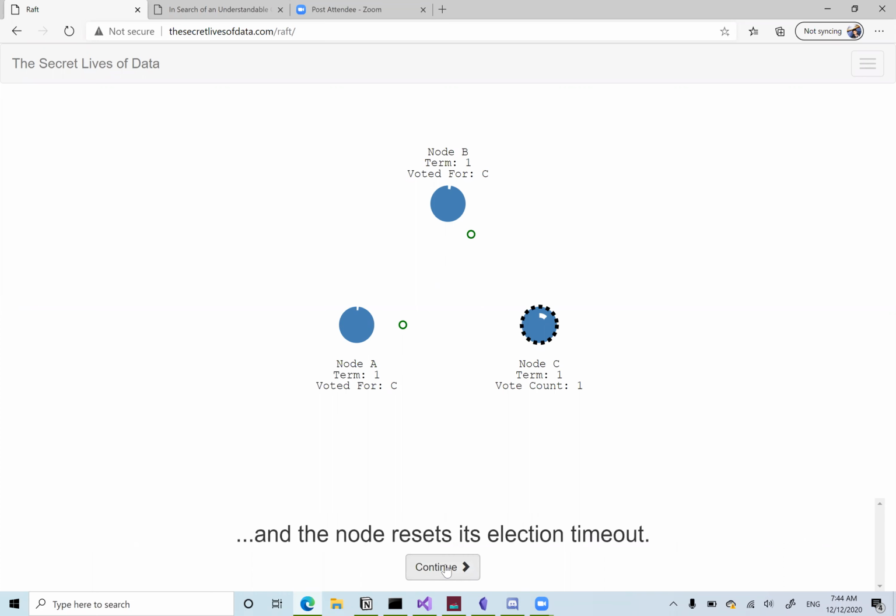And these nodes have also reset their election timeout after they have voted, basically to let them know that now someone else is trying to be a leader, so they can reset their election timeout.